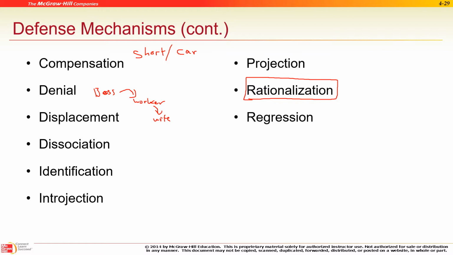Regression. So there's 3 steps. So regression is going back to a previous state or condition. The first step of regression is protest. Then there is despair. And then lastly, denial.